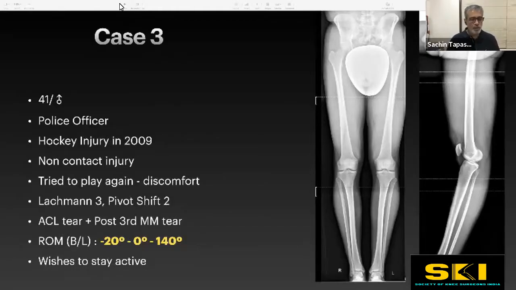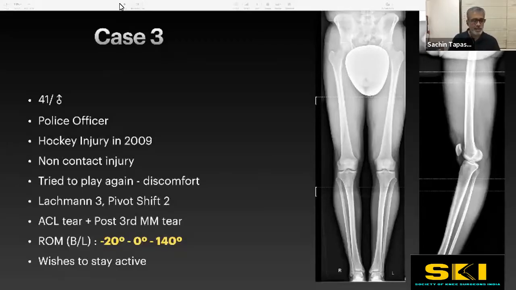Since he's a police officer, he does not have to do a lot of physical activity, but still anytime he tries to exert his knee, goes up and down stairs or does any long walking or standing, he has discomfort in his knee joint. Clinically, he's got a grade 3 Lachman. He's got a grade 2 pivot shift. He has an ACL tear on his MR scan. He's got a posterior third medial meniscus tear, which is a peripheral longitudinal tear, measuring about 20 millimeters in length. But the reason to present this case is that he's got bilateral genu recurvatum. He's got knee hyperextension. His range of motion is -20, 0, 140, and he wants to stay active.